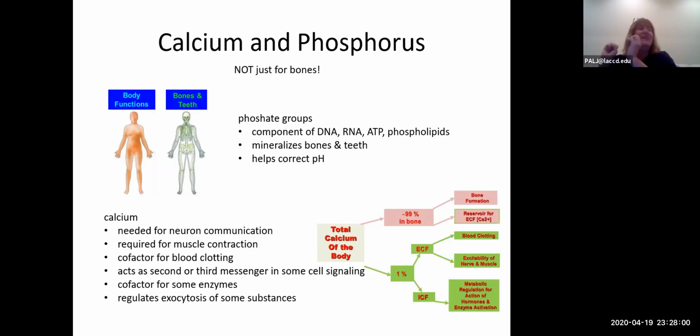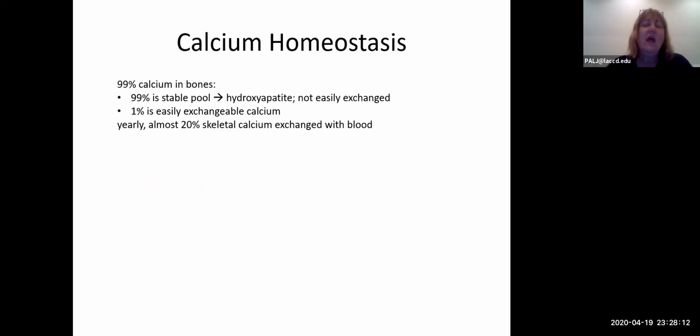kind of like, think of that as a spare supermarket, that whenever we need calcium and phosphorus, we don't have enough in our blood, we can go to that supermarket, the bone, and take the calcium and phosphorus out of there. And so that gives us calcium homeostasis.